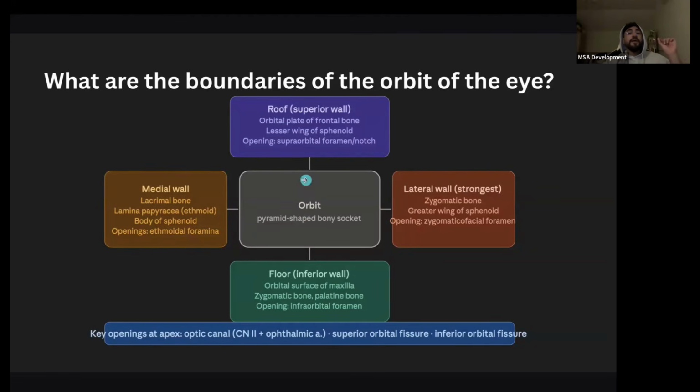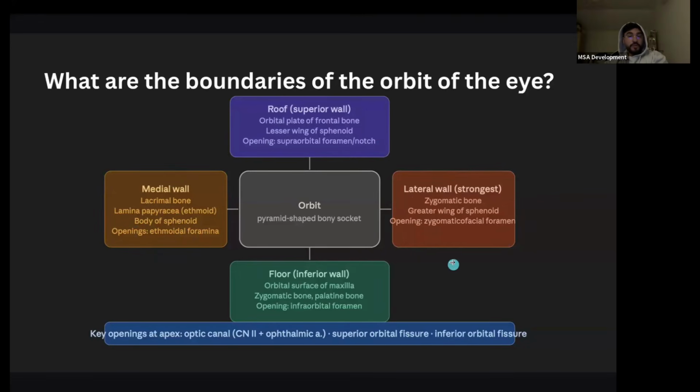You'll have the opening of the supraorbital foramen right there. Okay, that's something very important to know. Then the medial wall, and this is highly, highly important. You'll have the lacrimal bone, the lamina papyracea, the body of the sphenoid, and there you can also have the ethmoidal foramina opening.